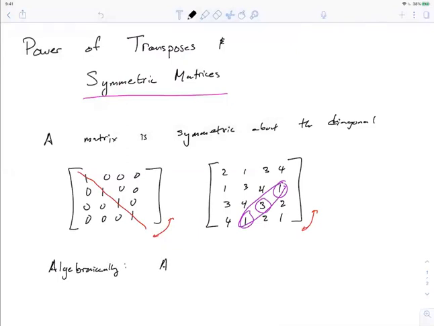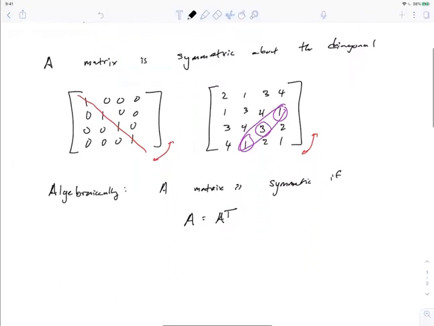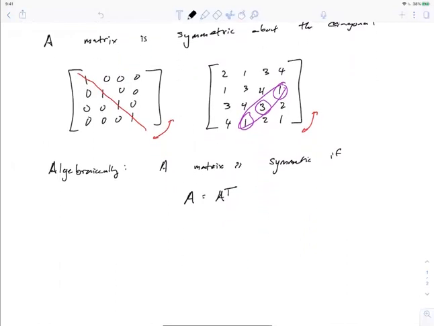So algebraically, a matrix is symmetric if A equals A transpose. So if you swap the rows and the columns, then if you get the same matrix, it's going to be symmetric. Another consequence of this is that the entries A_ij are going to be equal to A_ji for all the entries i and j. So you can just swap the indices and you'll get the same thing.